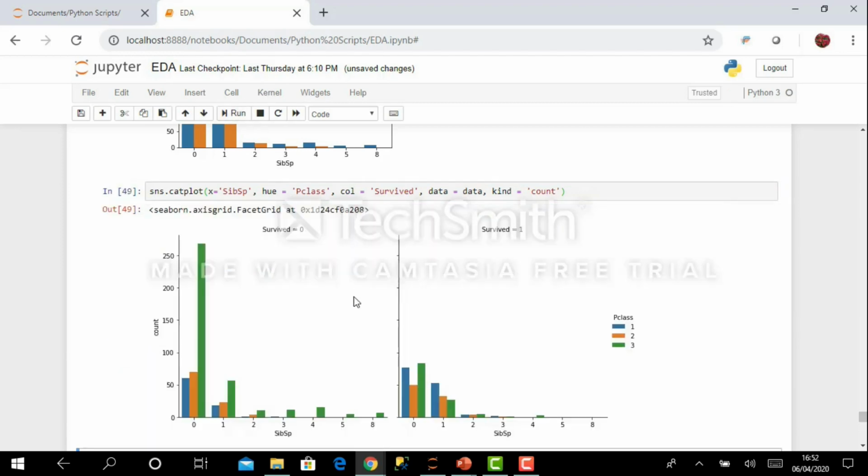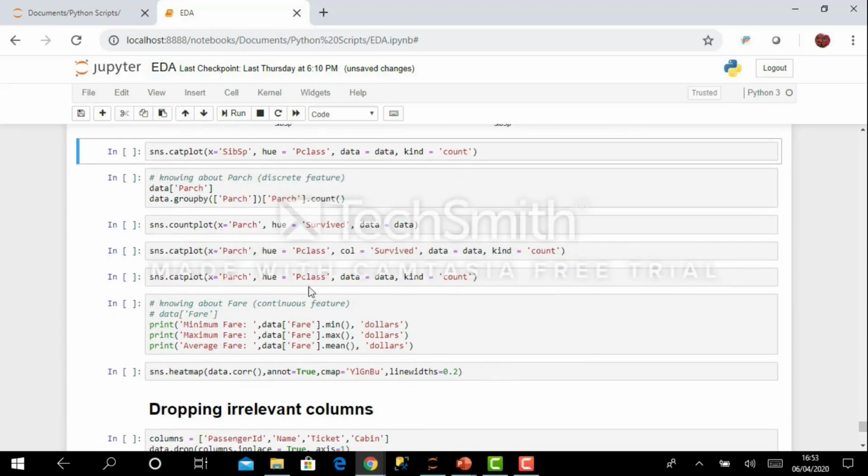Okay, so if you execute, you can see for survived 0, this green means 3, so it's actually for third class people. Most of them don't have any siblings and they did not survive. You can see this large pillar, that is how the data is distributed. You can check this graph and get some understanding. Okay, now I'm going to the next plot.